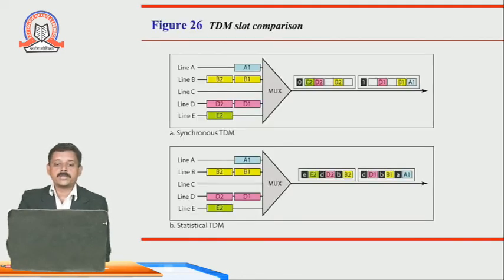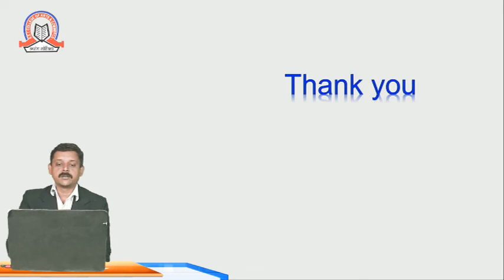As you can see in the diagram, we have different lines A to E, and in the first diagram they send a synchronous signal. In diagram B, as you can see, the same lines A to E are sending a statistical time division multiplexing signal.